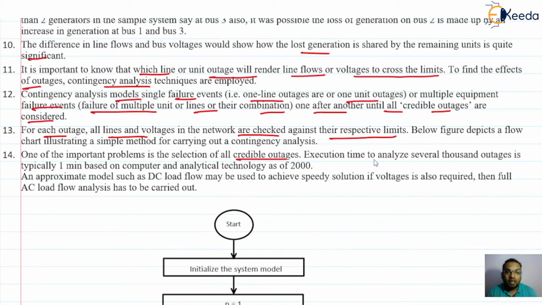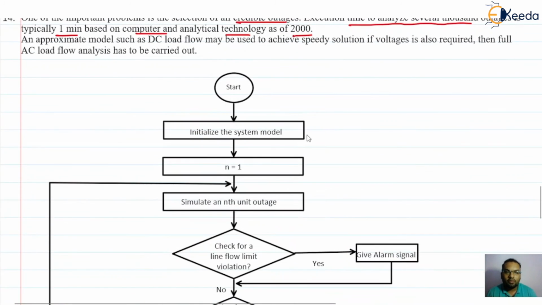Again, the execution time to analyze several thousand outages is typically 1 minute, based on the computer and analytical technology, as the situation was in the year 2000. So the computers used to take less than a minute to analyze this. Still, we want faster analysis of this. Again, we can use different models according to the requirement. So let us discuss the flow chart or the algorithm for this.